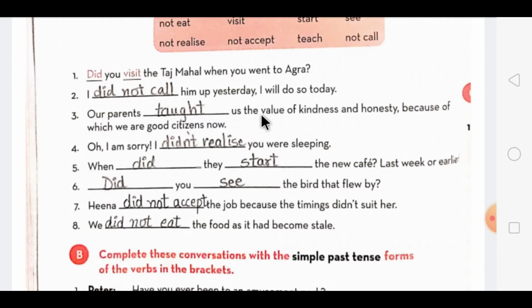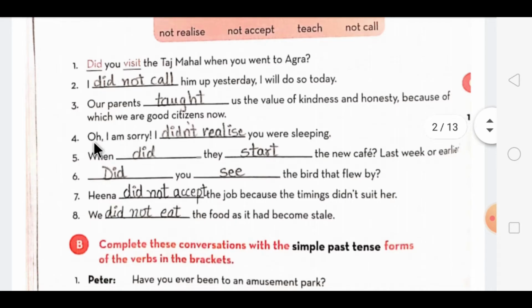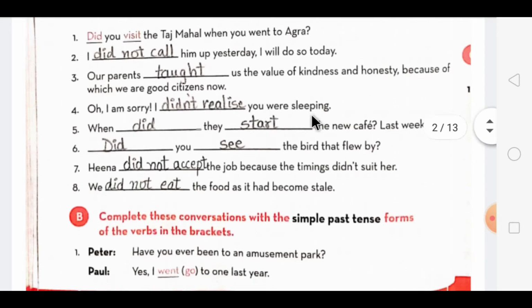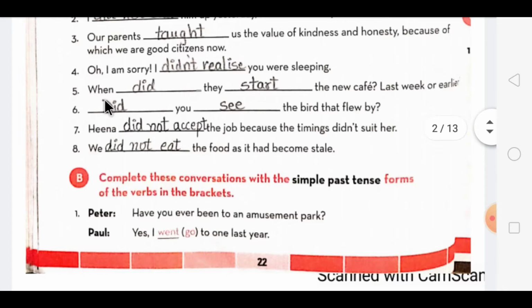Our parents taught us the value of kindness and honesty, because of which we are good citizens now. Now the next one, again it's a negative sentence, so we have to use the word with the didn't form. Oh, I am sorry, I didn't realize you were sleeping. Then the fifth one, it's a question form, so a question word is coming over here. With that you have to use did, they, and the V1 form: start the new cafe last week or earlier.